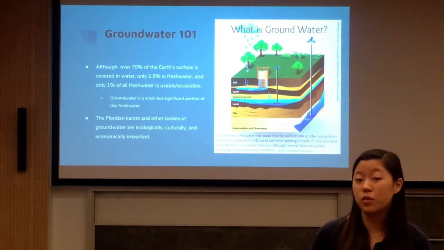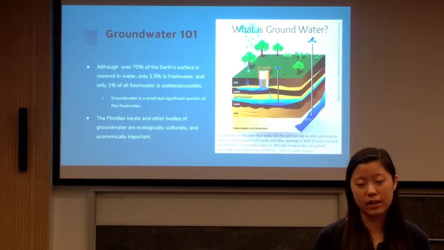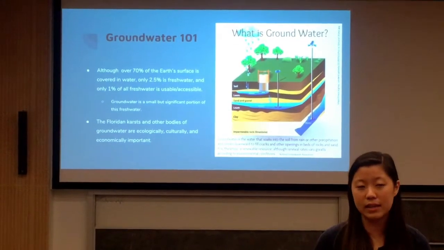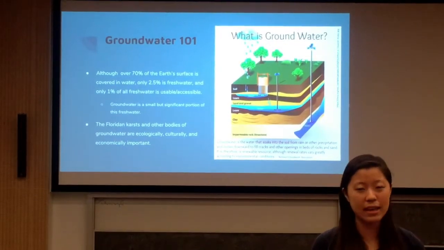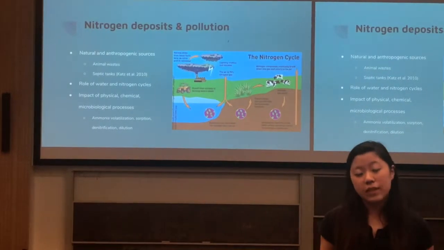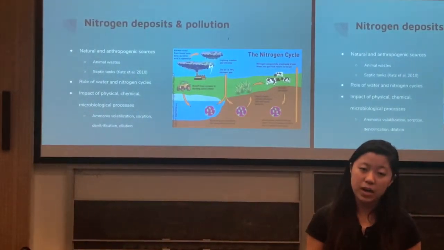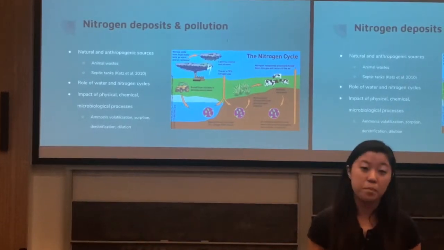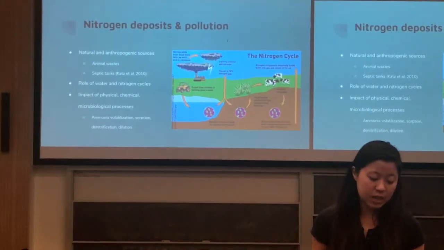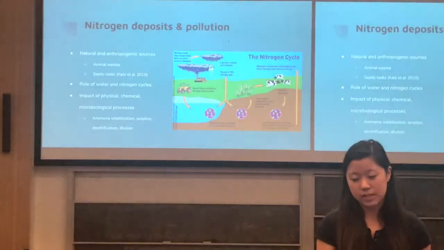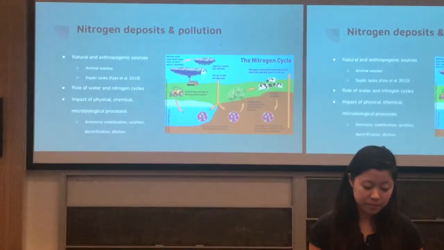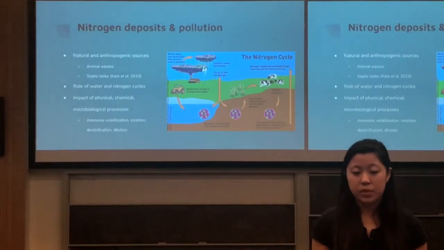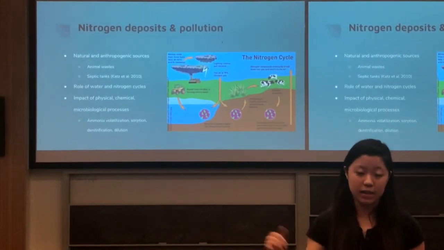So we focused on the Floridan karsts, which are a topographical area formed by the dissolution of soluble rocks and contain a drainage system which includes sinkholes and caves. One of the issues with our groundwater is nitrogen deposits and pollution. It can come from natural and anthropogenic or man-made sources, such as animal waste or, as a 2010 study found, septic tanks.